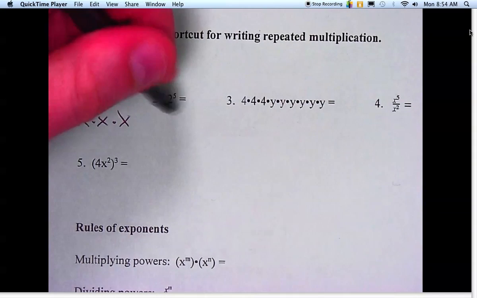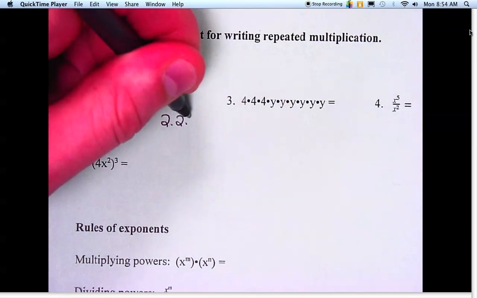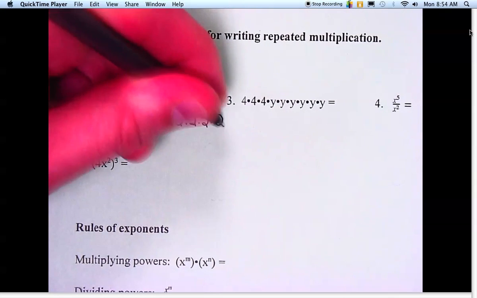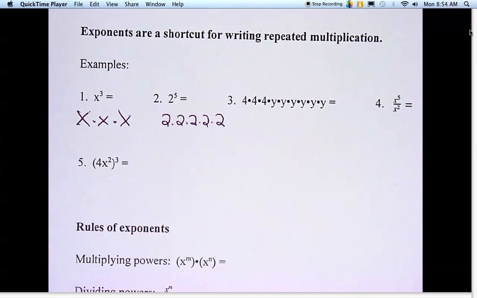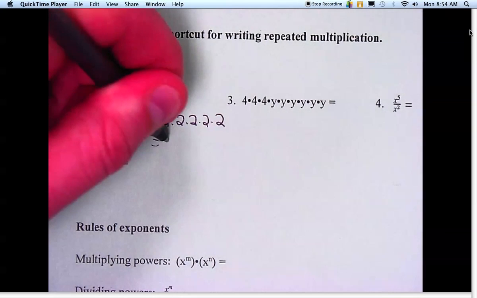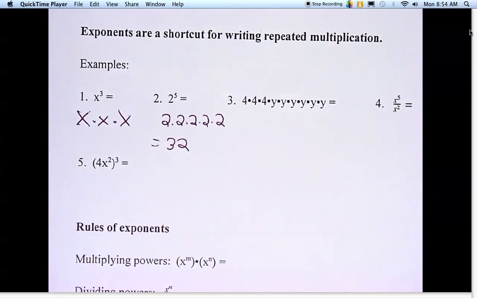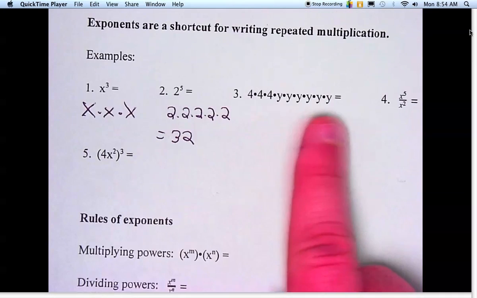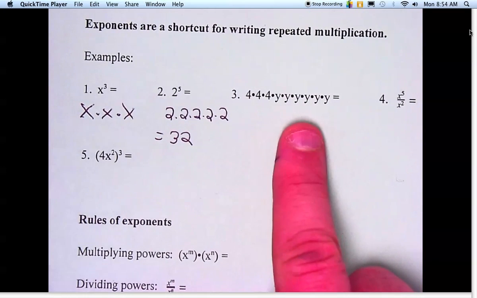2 to the 5th means 2 times 2 times 2 times 2 times 2, right? Obviously, 2 times 2 times 2 times 2 times 2, 5 times, is very different than 2 times 5, right? 2 times 5 is 10. 2 to the 5th is 32. Okay? So exponents allow us to take these big things and compress them down.